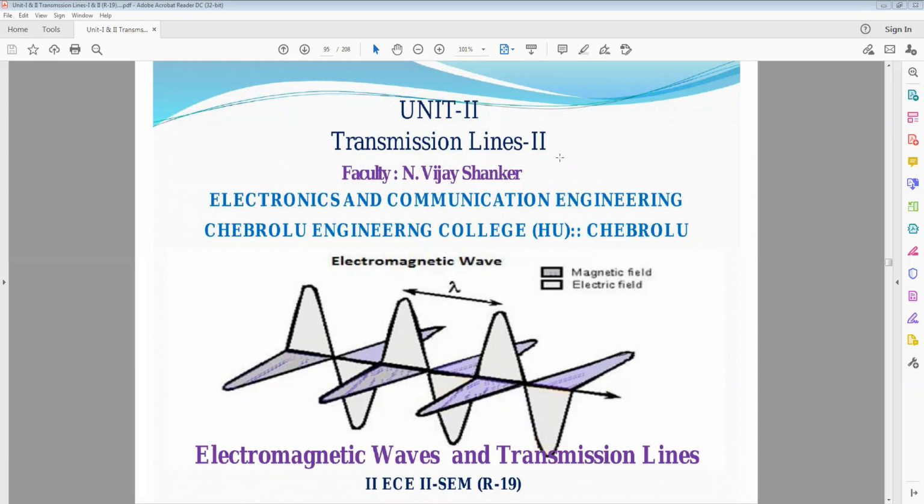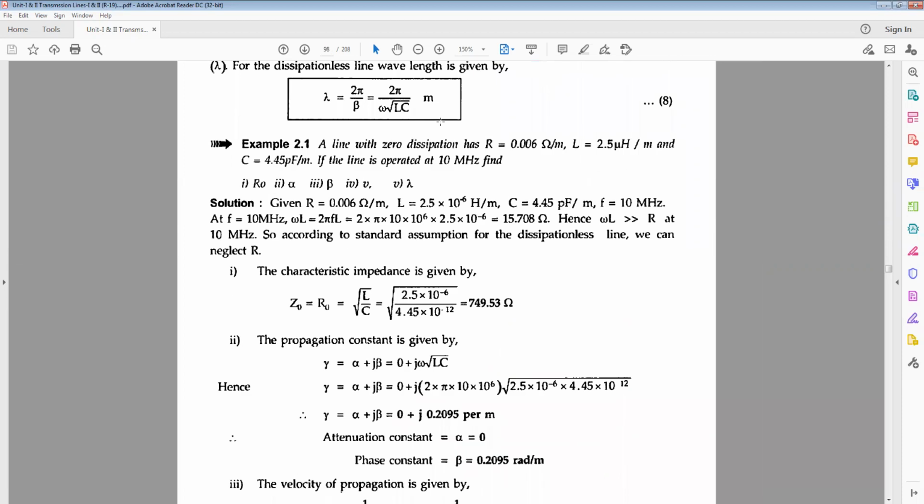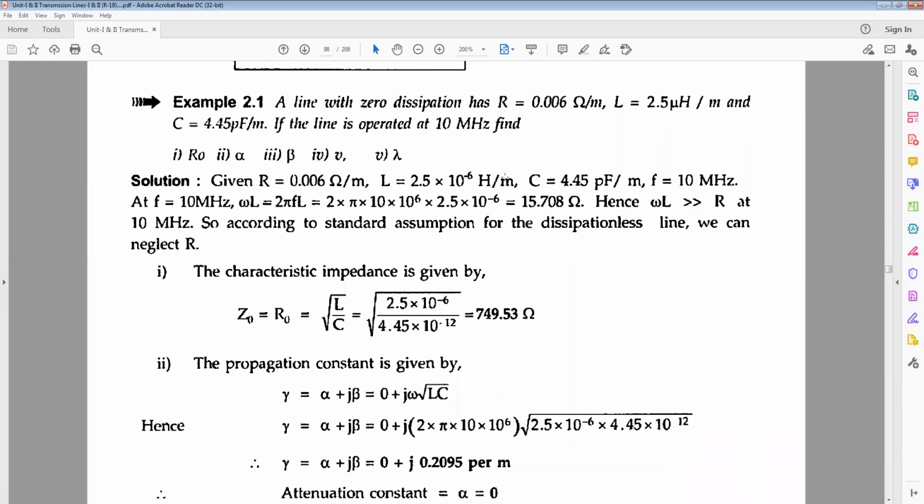Today, we are going to discuss the examples in the second unit, that is, transmission line 2. In the last class, we completed the examples in unit 1, transmission line 1. Now you can start the examples in the second unit, transmission line 2. So the first example: a line with zero dissipation.